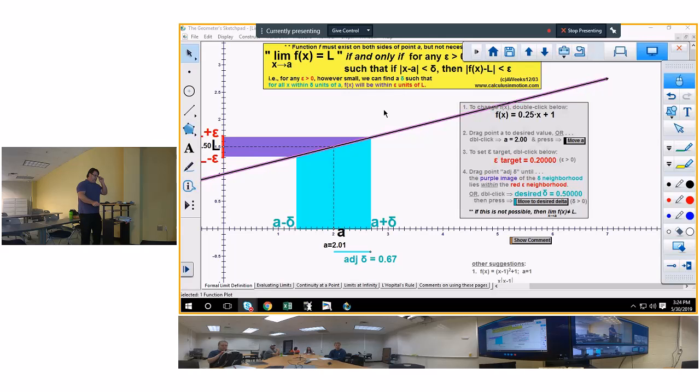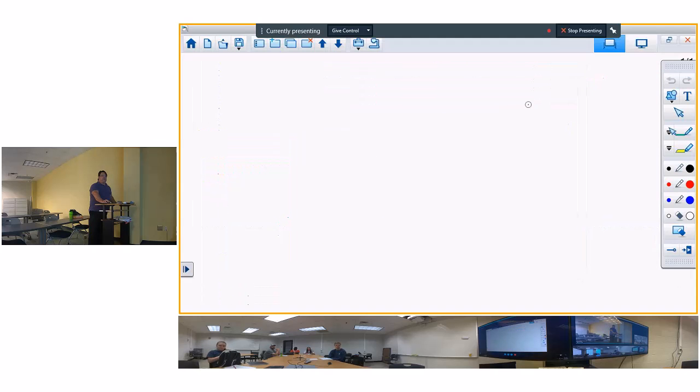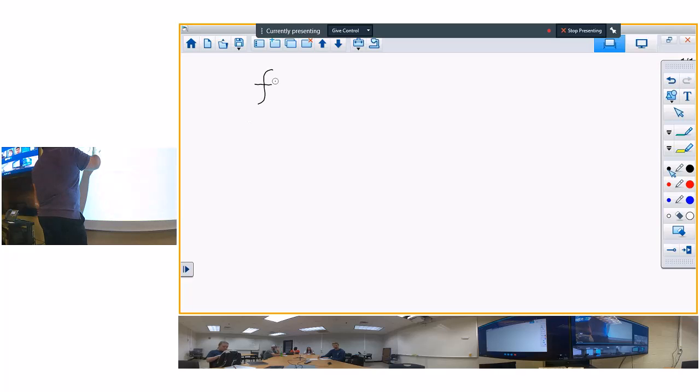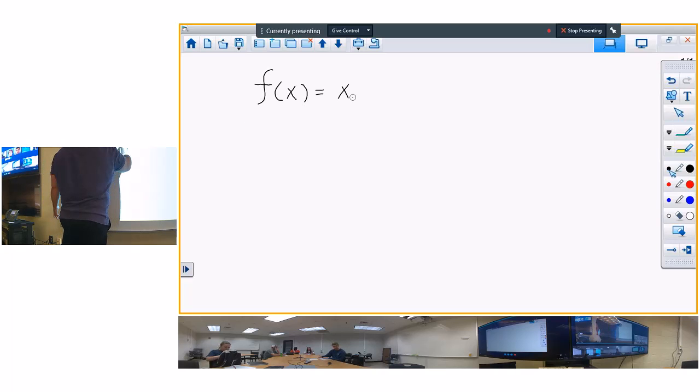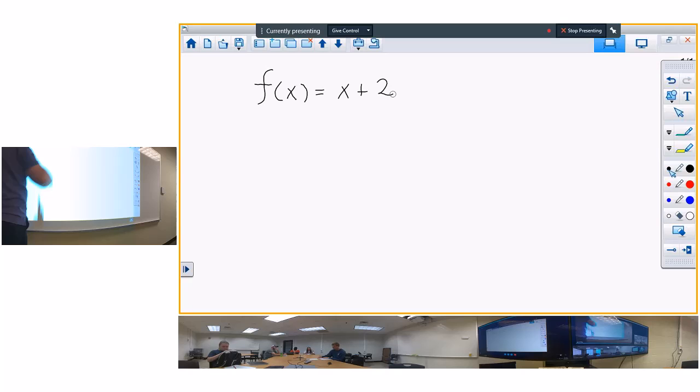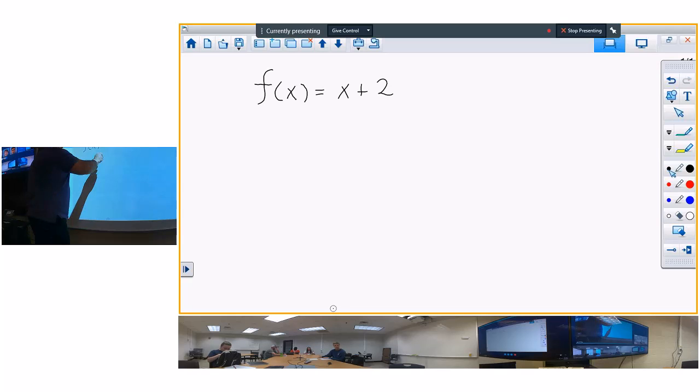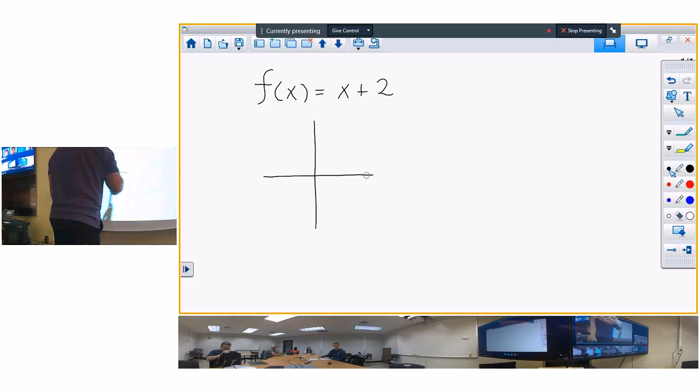Now, what is the limit theory? Well, I'm going to go to the whiteboard, and I'm just going to write a limit. Up until now, you have learned about functions, and f of x is equal to x plus 2. And you graph it the algebraic way, and plus 2 is your y-intercept, and you know that there's a line going like that. Everybody with me?